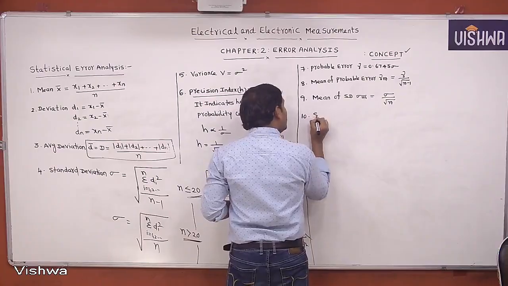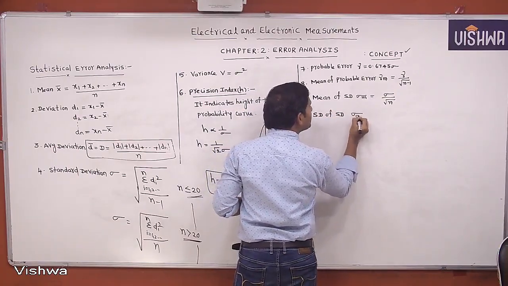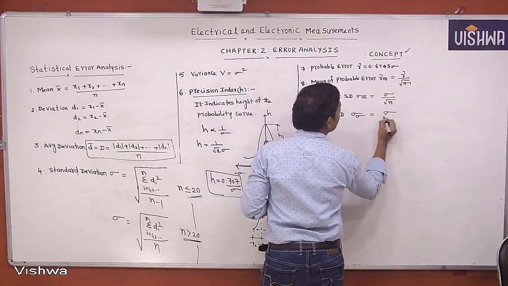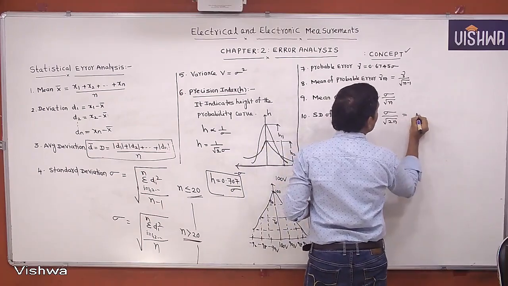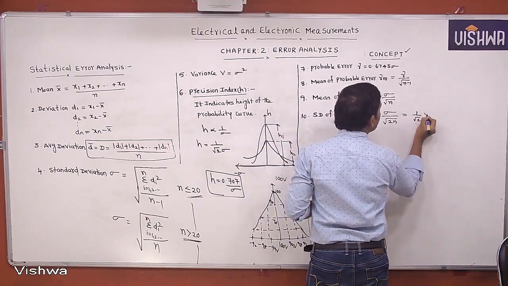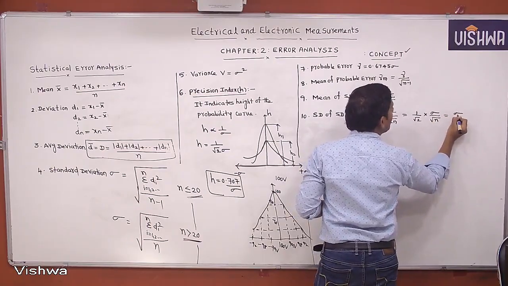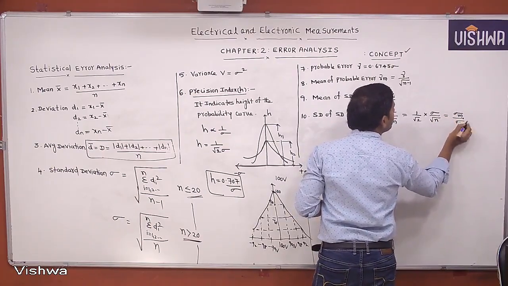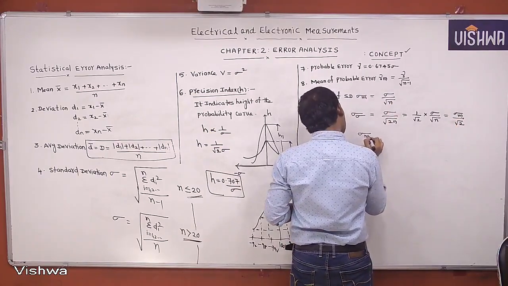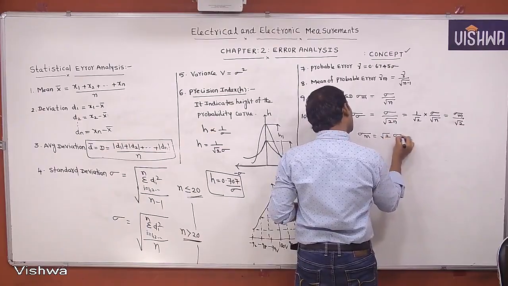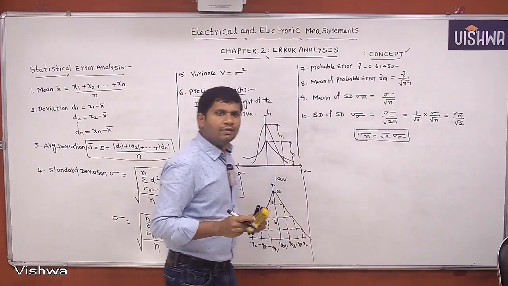Then standard deviation of standard deviation. Sigma of sigma equal to sigma by root 2n. How to write this one? 1 by root 2 into sigma by root n. What is the sigma m? Sigma by root n, so sigma m by root 2. What is the relation? Sigma m equal to root 2 into sigma of sigma. This is the mean of standard deviation.